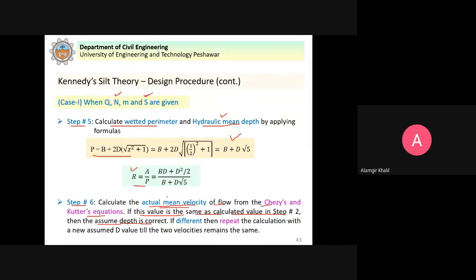But if this velocity is different, it means that it is not desirable, because if it is less than the critical velocity, the material will be deposited. If it is, for example, more than the critical velocity, then it will cause scouring. So this will not be desirable. Then what we do, if different, is repeat the calculation with a new assumed value for the depth till the two velocities are the same. So this is a trial and error procedure.